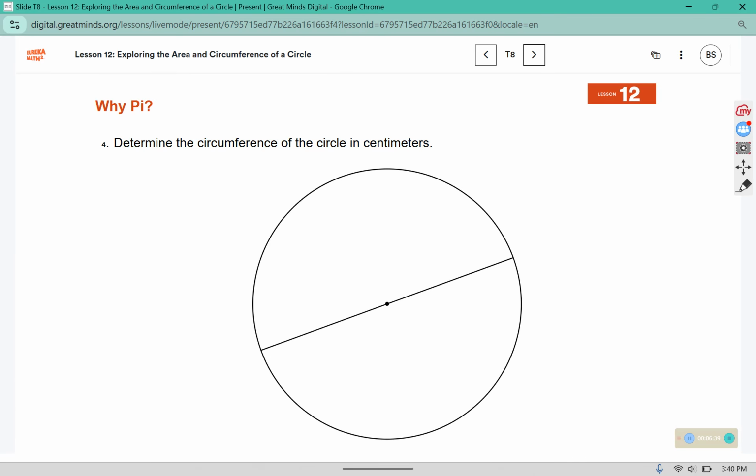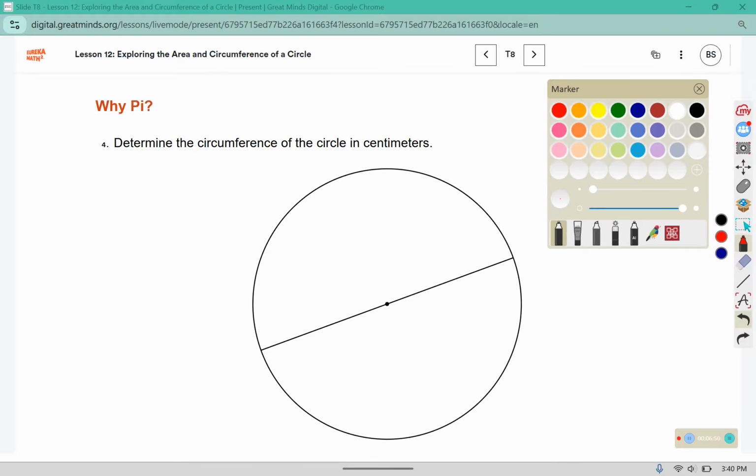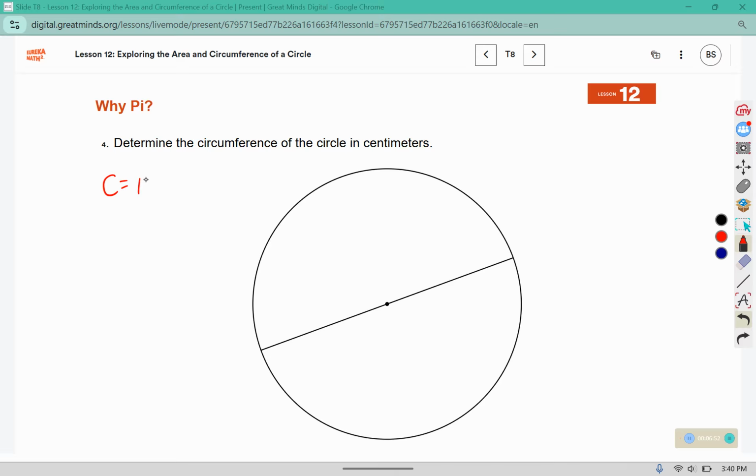So this says determine the circumference of the circle in centimeters. So we're going to have to start by measuring our diameter in centimeters, and then we're going to multiply it by pi. So with your ruler, you'll measure from here across the circle, and you should find that it's 12 centimeters.